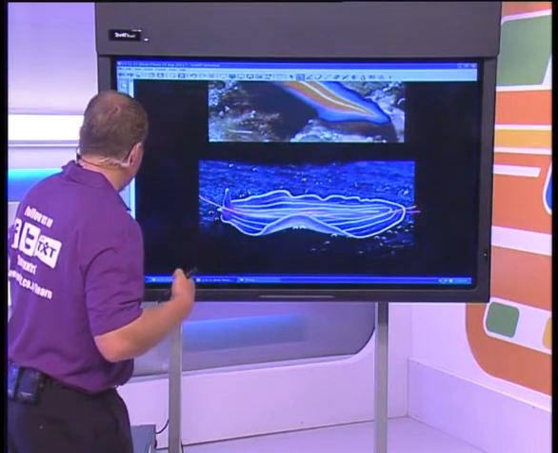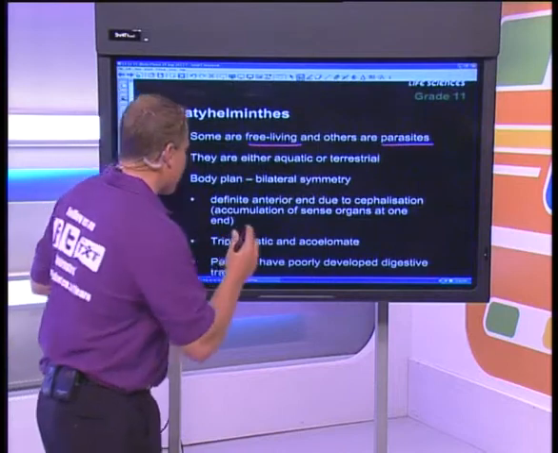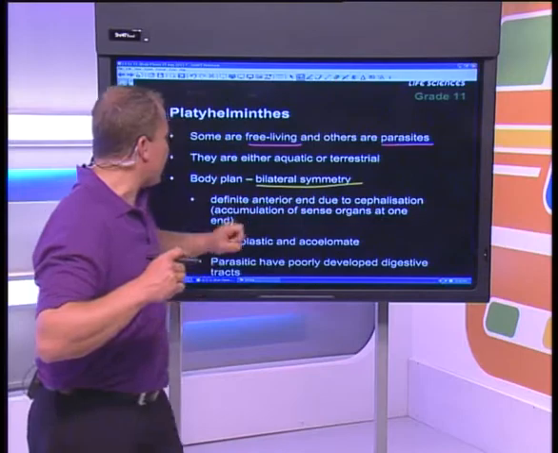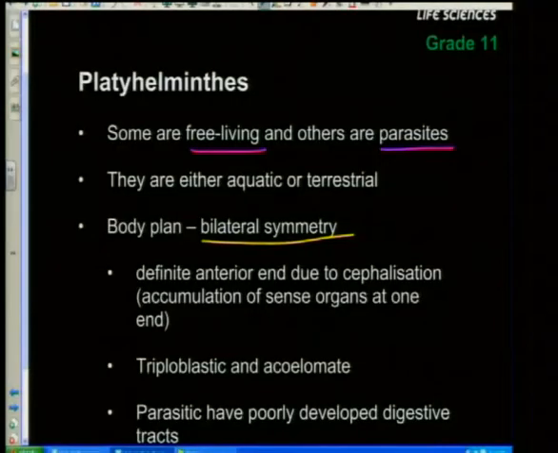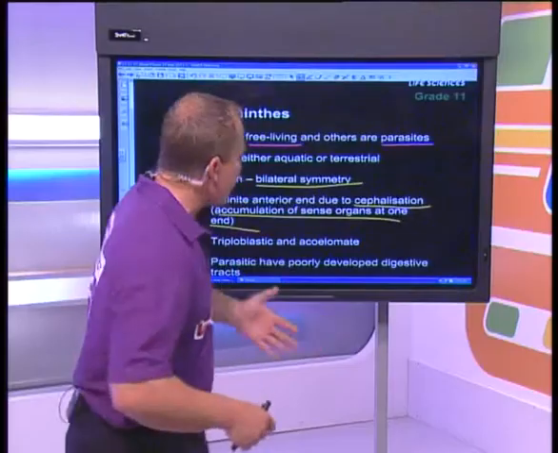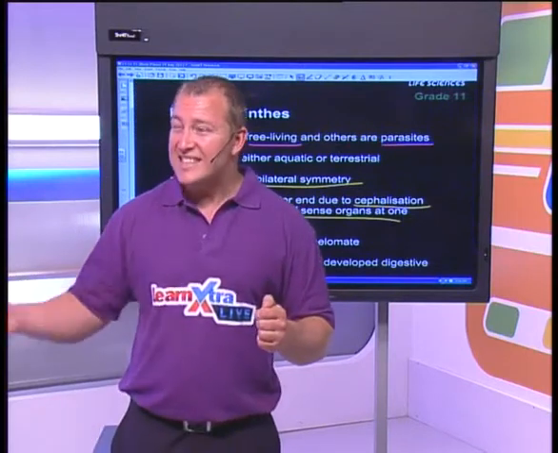Now, if we go back to where we came from, they are bisymmetrical. There it is. They have a definite anterior end due to cephalization. Now, that explains this whole thing, but it doesn't work for me. This word here is a nice big word. They can ask you to define it all the time. Cephalization. Not civilization. Cephalization.